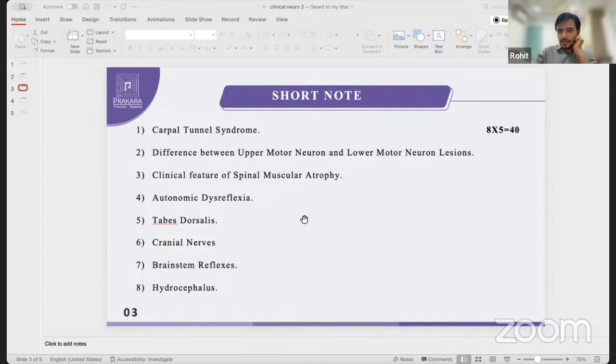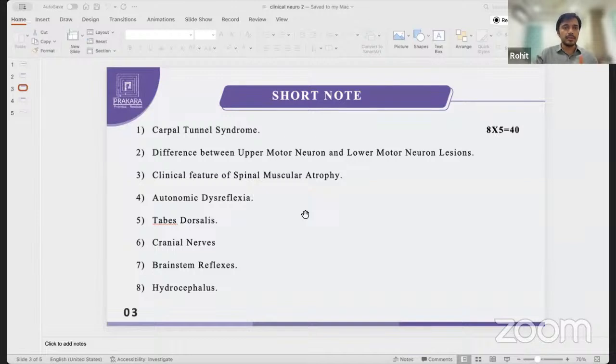If all this medical management fails, we can also go for open surgical sectioning of the carpal ligament, or fiber optic techniques can also be used to relieve the pressure over the median nerve. So that concludes our question on carpal tunnel syndrome.